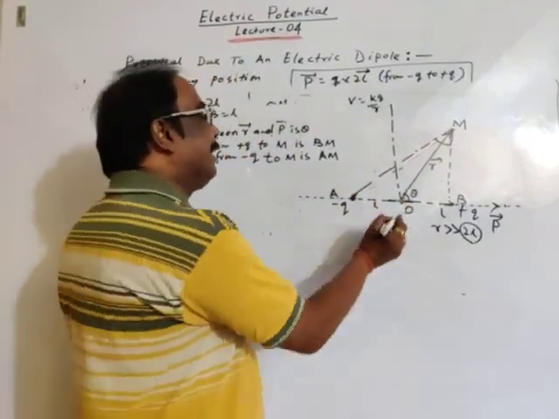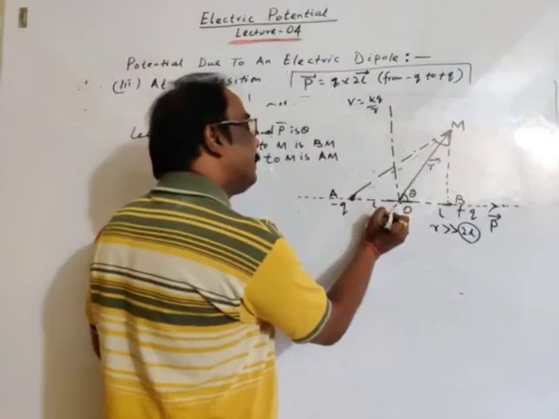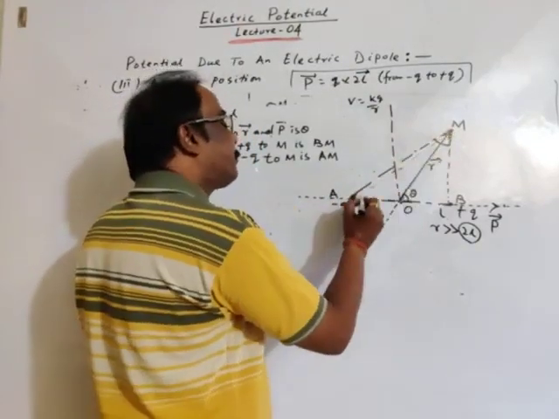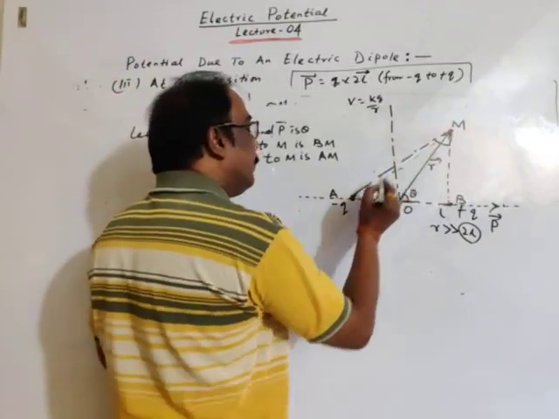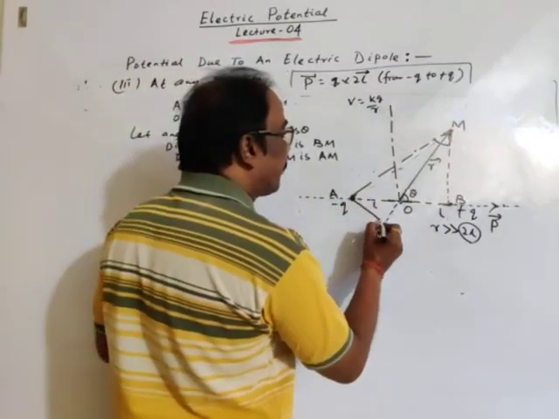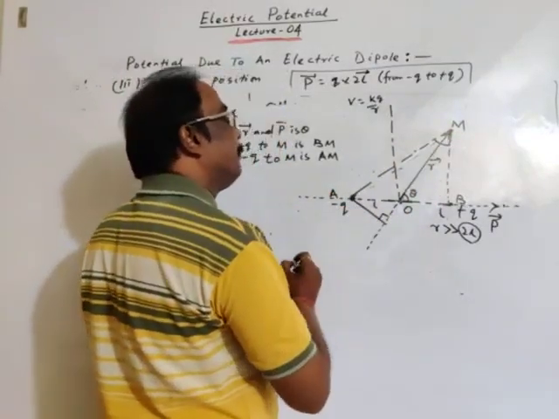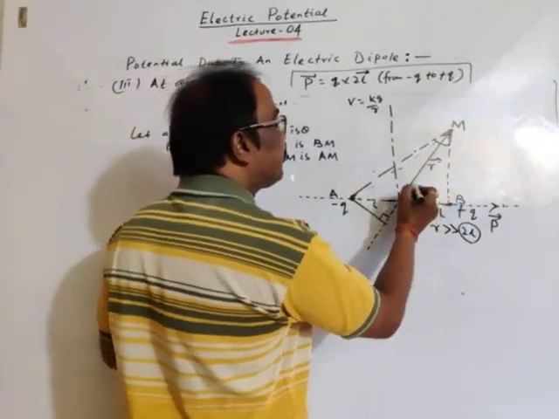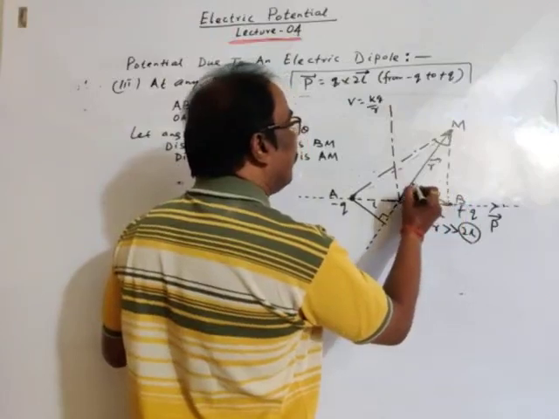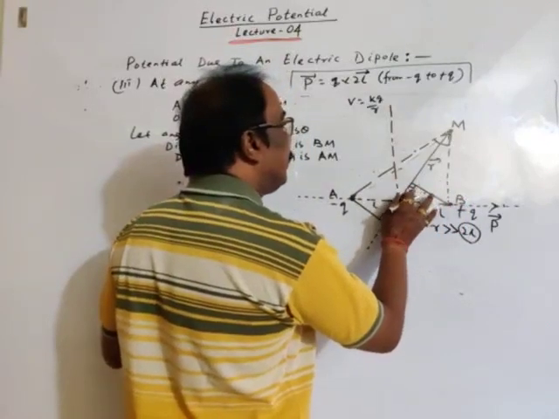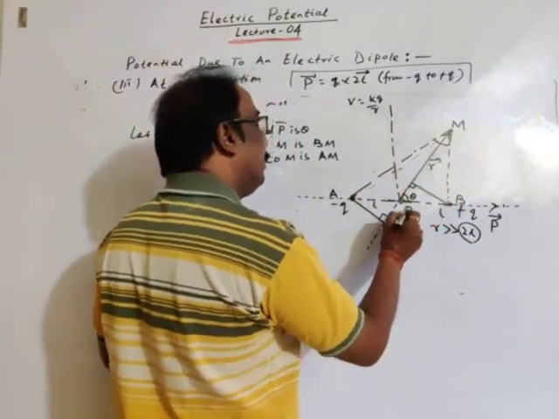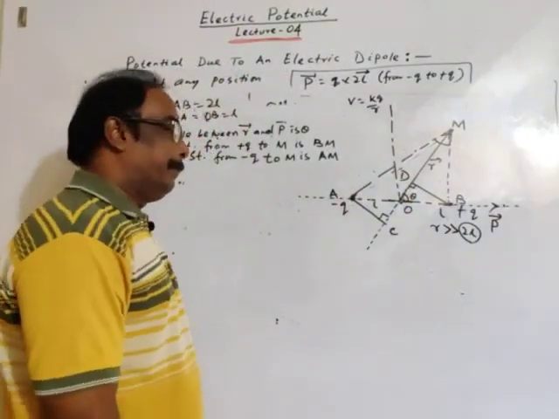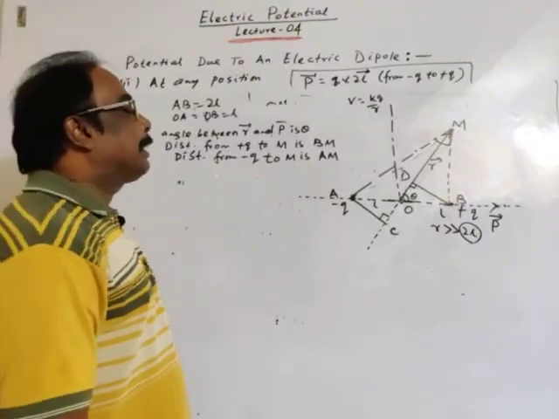Okay, then produce this line. What we have discussed, AM appears to be longer than OM. Just draw a perpendicular. This angle is 90 degree. Similarly, OM is greater than BM. Just draw a perpendicular. This angle is 90 degree. This angle is theta. Let this point be C. This point is B. Okay. Is it clear to you?